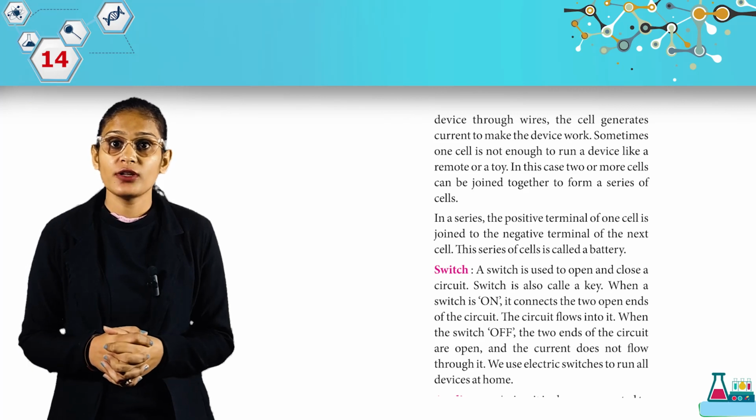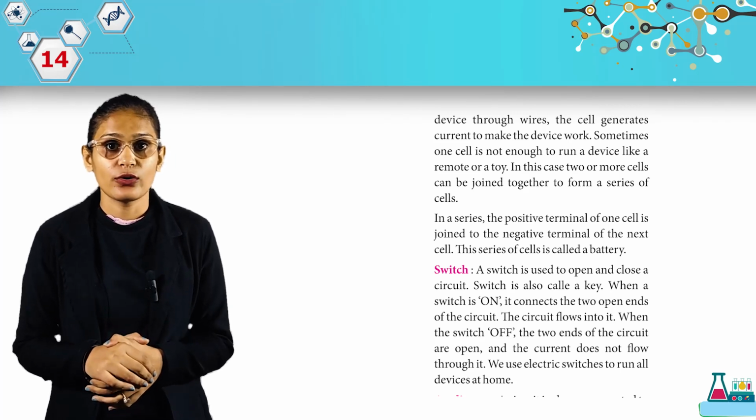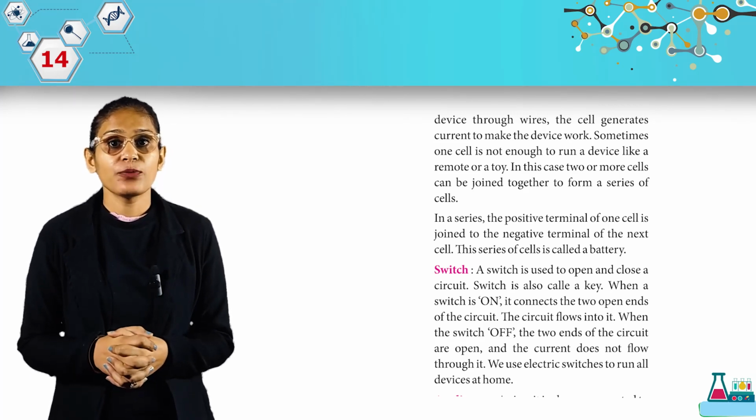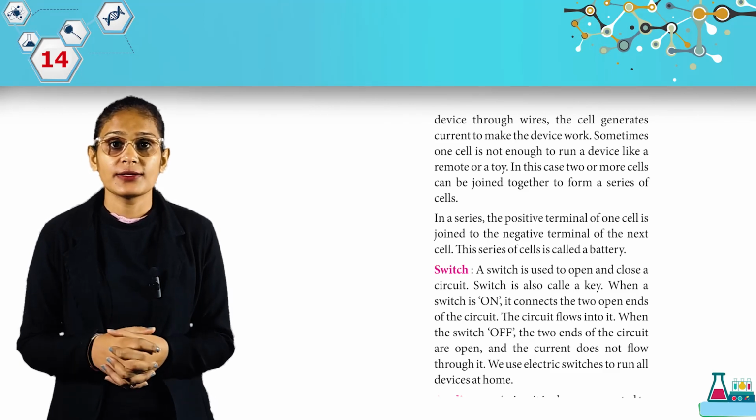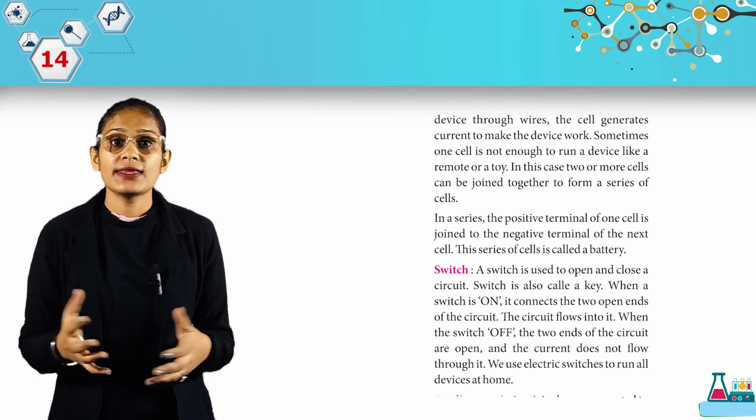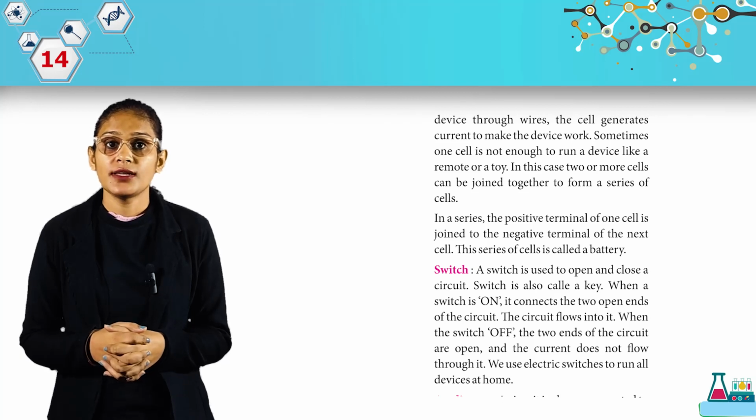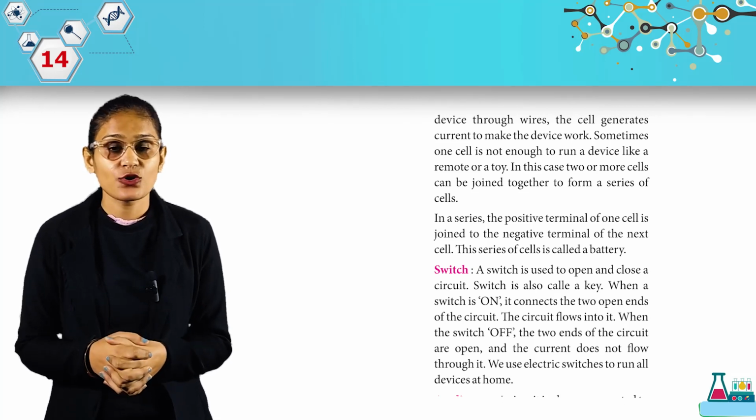Sometimes one cell is not enough to run a device like a remote or a toy. In this case, 2 or more cells can be joined together to form a series of cells. In series, the positive terminal of one cell is joined to the negative terminal of the next cell. This series of cells is called a battery.